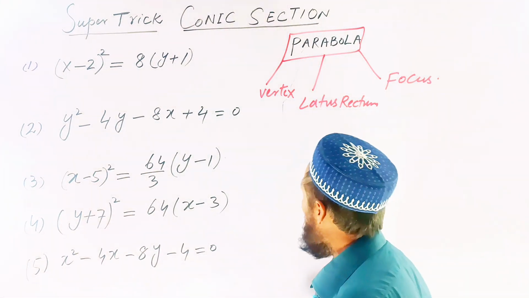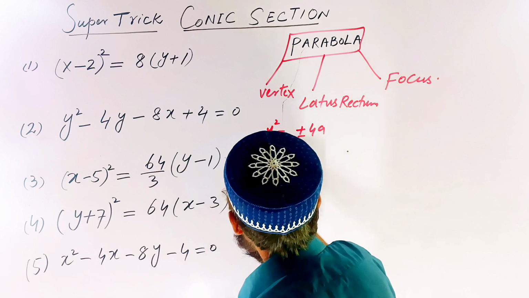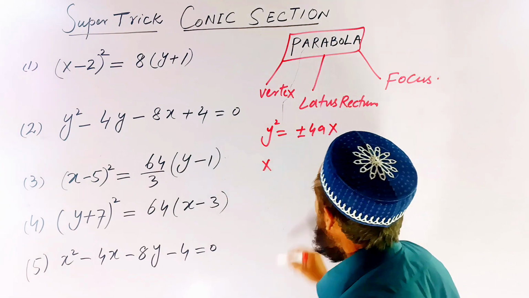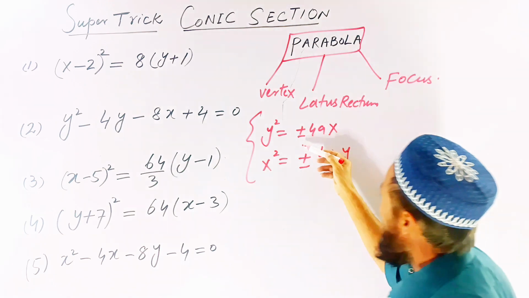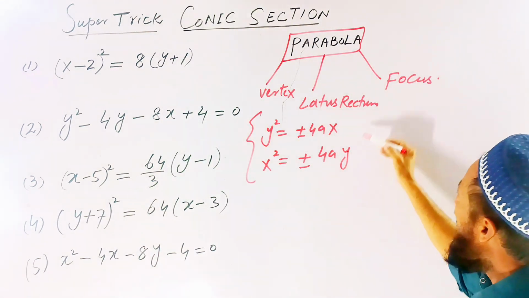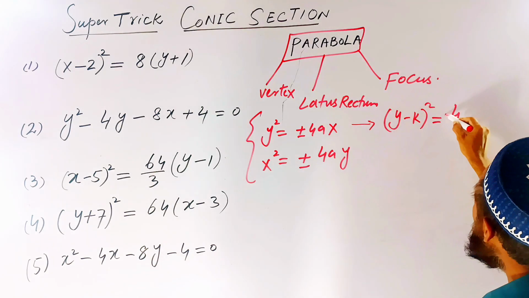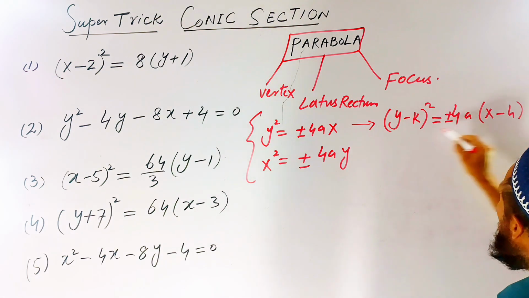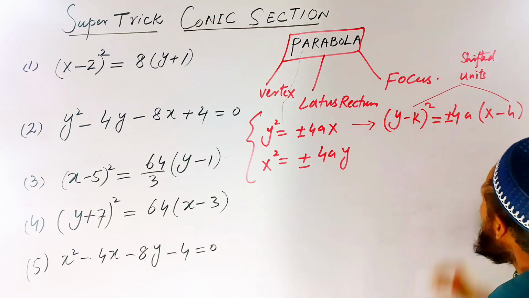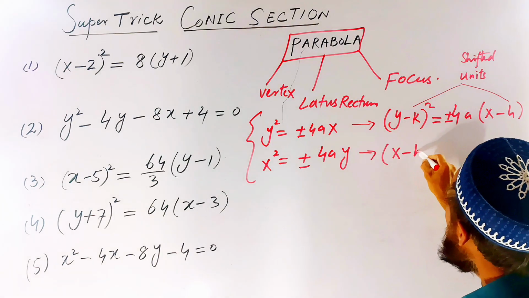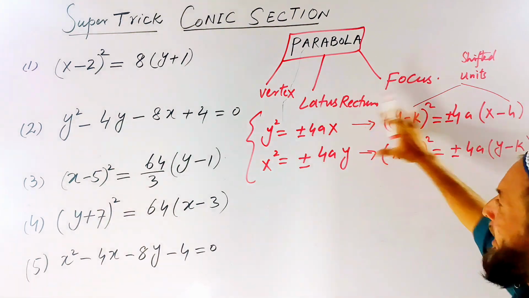According to the general formula, we know that this type of parabola, y square is equal to plus minus 4a x, and x square is equal to plus minus 4a y. So these two types of parabola, positive or negative, along the x-axis or along the y-axis, we can also use in the shifted form: y minus k whole square is equal to plus minus 4a times x minus h. K and h are the shift units. Similarly, x minus h whole square is equal to plus minus 4a times y minus k. These are the shifted parabolas. We are using these tricks here.